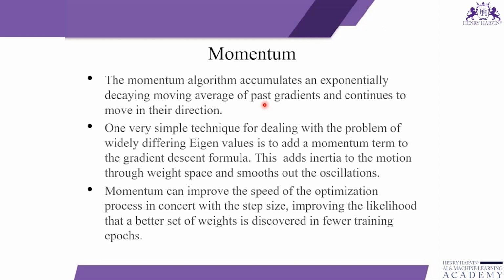Right? So this element depends on the previous value, learning rate, and a new parameter called gamma, which controls the history update. The momentum algorithm accumulates an exponentially decaying moving average of past gradients and continues to move in their direction. One simple technique for dealing with the problem of widely differing eigenvalues is to add a momentum term to the gradient descent formula. This adds inertia to the motion through weight space and smooths out oscillations. Momentum can improve the speed of the optimization process in concert with the step size, improving the likelihood that a better set of weights is discovered in fewer training epochs.